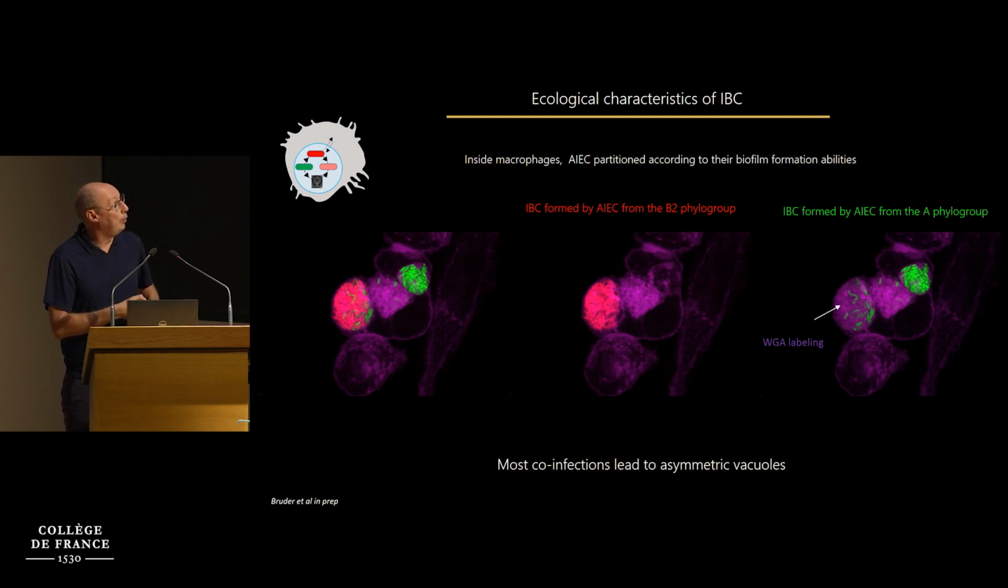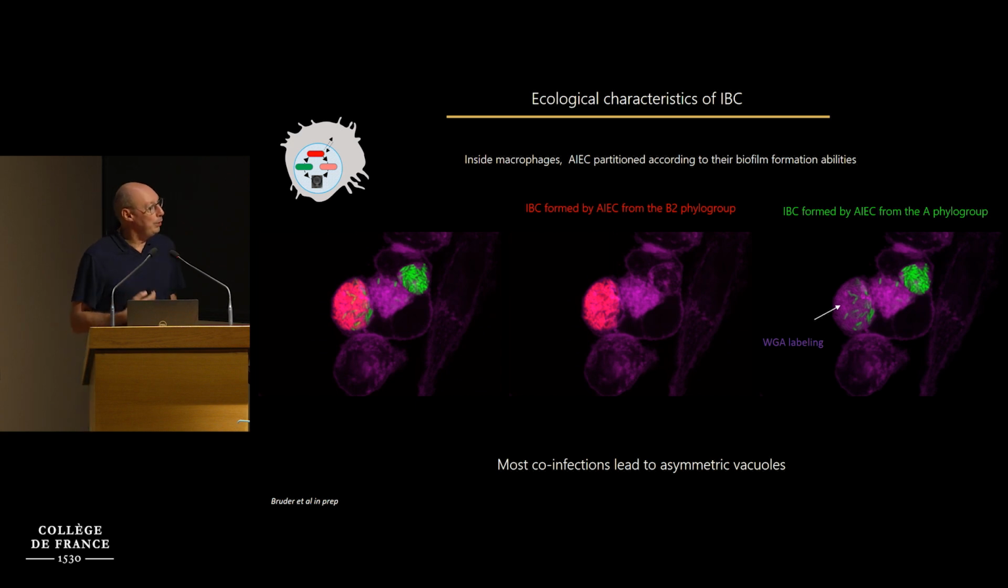What we also observed when we mixed bacteria that came from different phylogroups, for example, from the B2 phylogroup or from the A phylogroup, is that they form communities with different characteristics. I won't go into the detail here, but for example, this one is not able to form a matrix that is labeled by WGA, while the red one is able to form a matrix that is labeled with WGA in purple. So you should compare the interior of this vacuole here that is occupied by green bacteria, but without matrix, compared to this vacuole here.